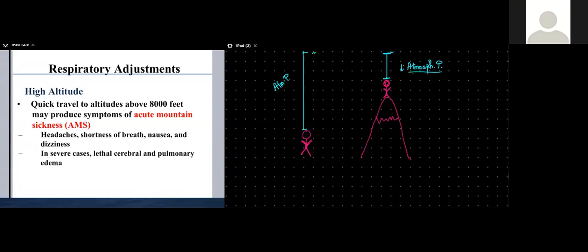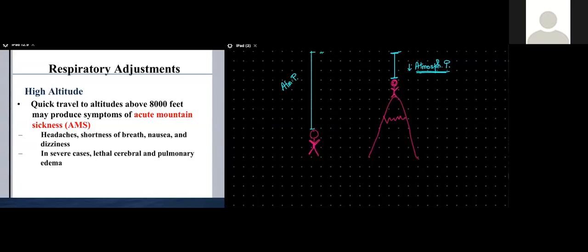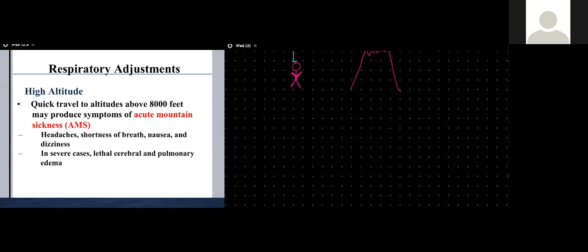So having low atmospheric pressure, how is this going to affect me? Remember, in order for me to breathe normally, lungs pressure is equal to the atmospheric pressure. So if I have a sudden drop in the atmospheric pressure, I did travel to a high altitude, I did travel 8,000 feet quickly above sea level. What's going to happen if I have a sudden drop in my atmospheric pressure?